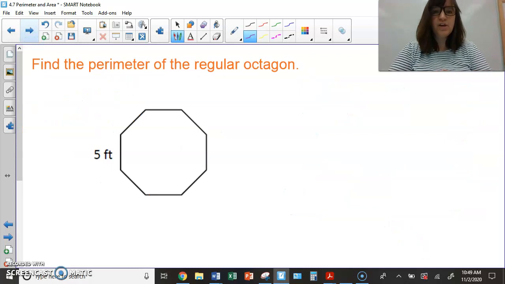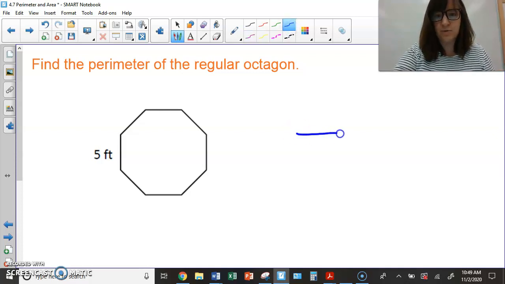Okay, guys. So now we're going to find the perimeter of this regular octagon, okay? The reason I said the word regular is because we had to define this octagon. An octagon is a polygon with 8 sides, okay? But typically we think of this shape when we think of an octagon. We think of a stop sign with all 8 sides equal, right? Well, there are such things as octagons that have 8 sides that are not equal.